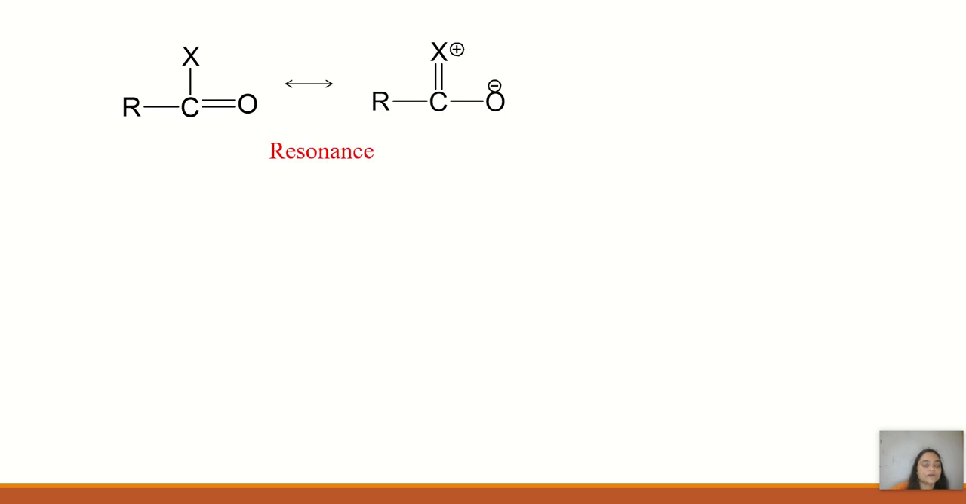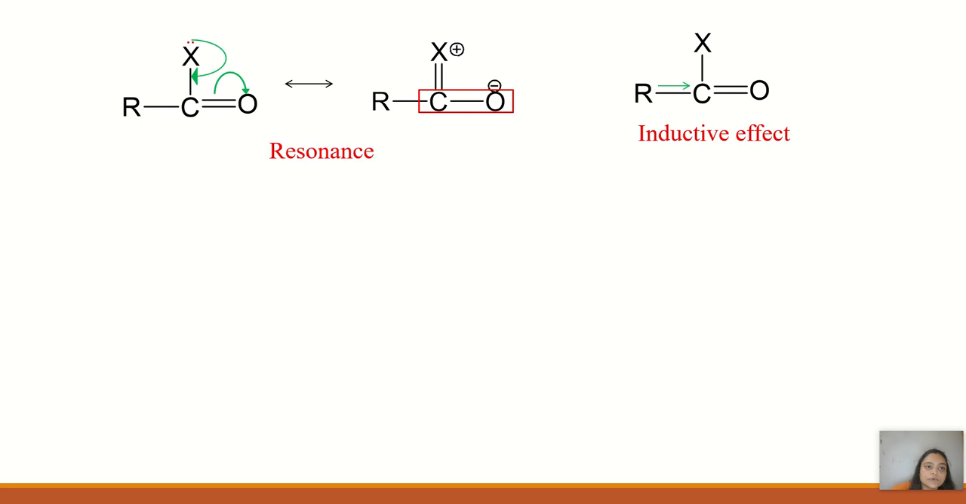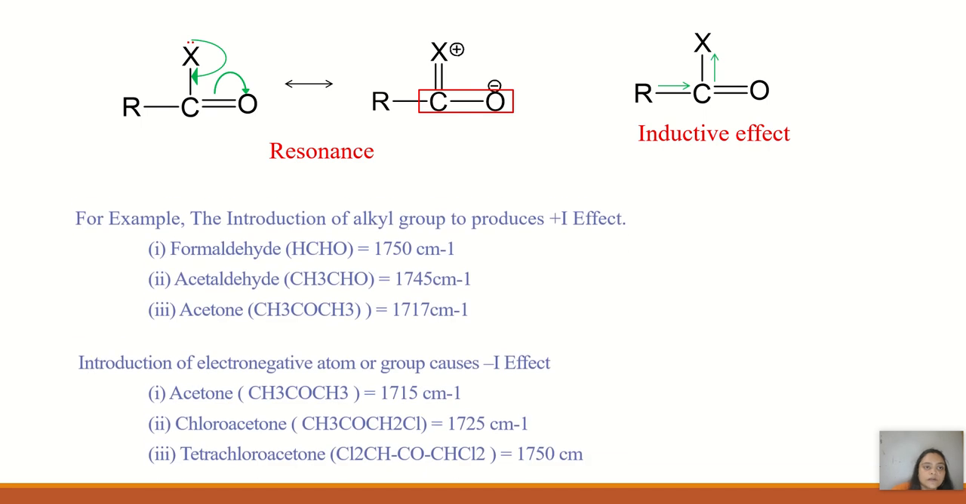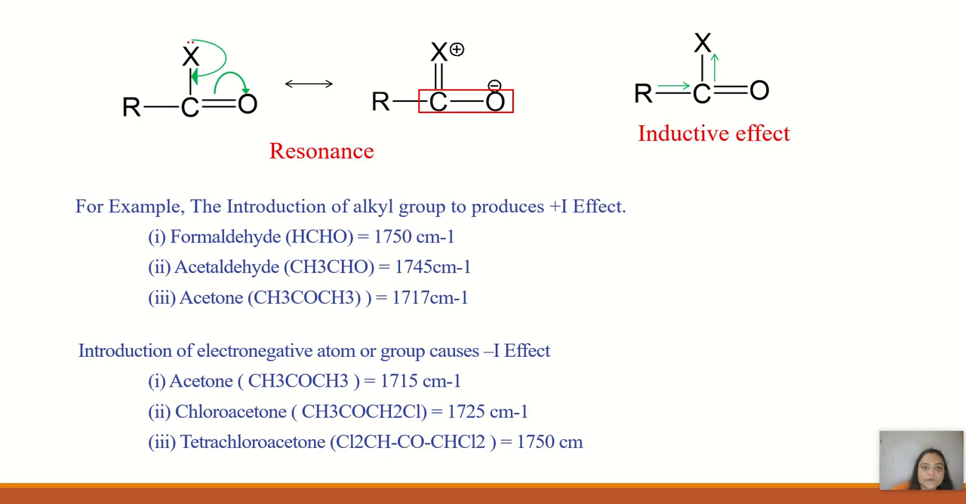Here there is one example, where resonance is shown, and it is the inductive effect. First effect is resonance, and second is the inductive effect. In the case of resonance, the heteroatom having a lone pair of electrons donates to the X-C bond and the carbonyl C double bond O gets converted into a single bond. Here C double bond O gets converted into CO minus. Due to that, the frequency will decrease. And in the case of inductive effect, R provides 2 electrons to carbon and carbon provides electrons to X.